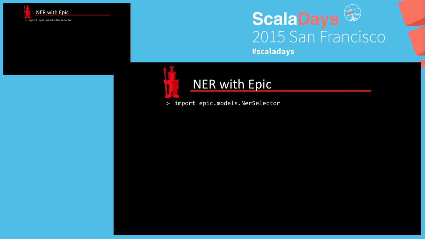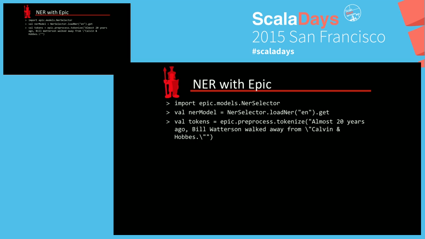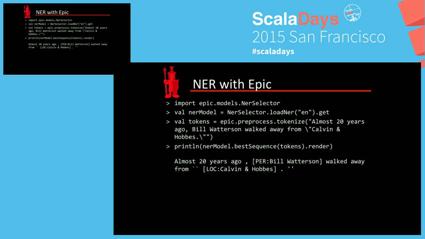From there, we can load up the NER model that lives on the class path. And so we just load up the NER model for English. Right now, I only have an NER model for English, but soon I'll have German and Spanish, I think. And we can give it a document or a text. Say, almost 20 years ago, Bill Watterson walked away from Calvin and Hobbes. We asked the NER model what's the best possible analysis for this, and it decides that Bill Watterson is a person, did that well.